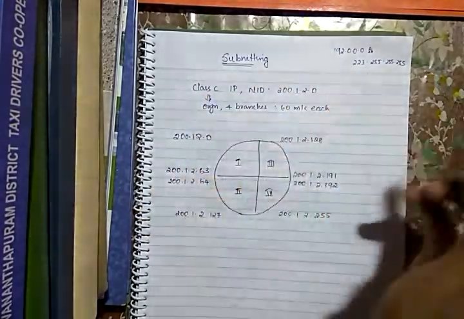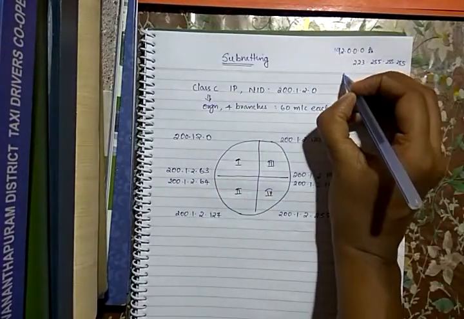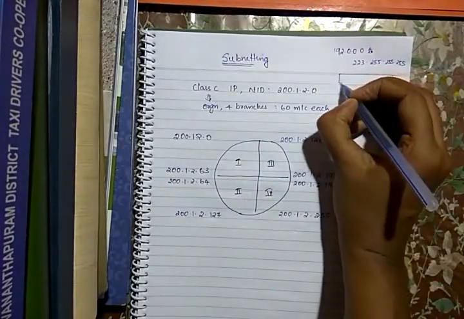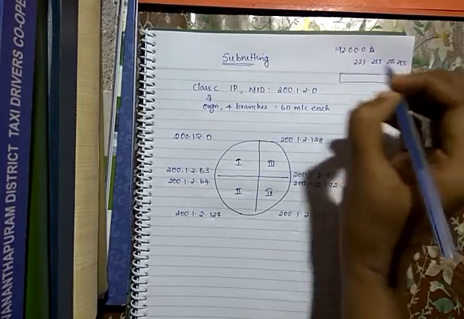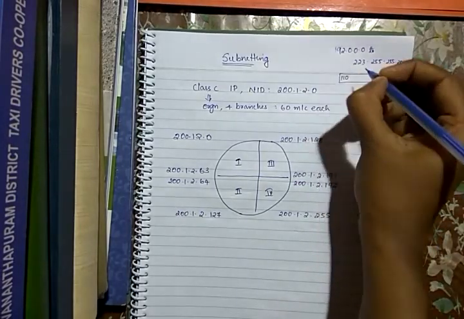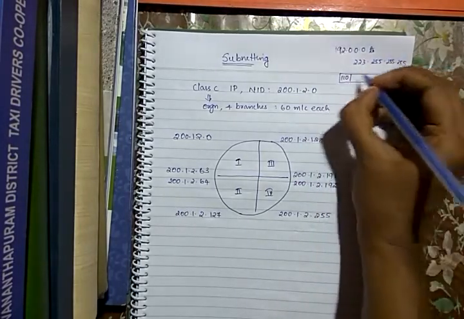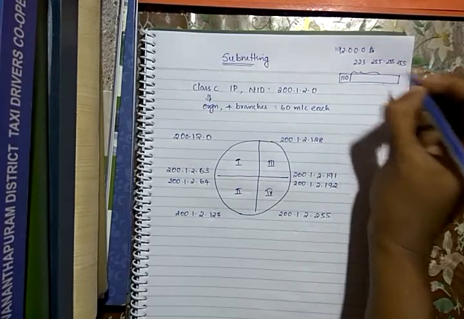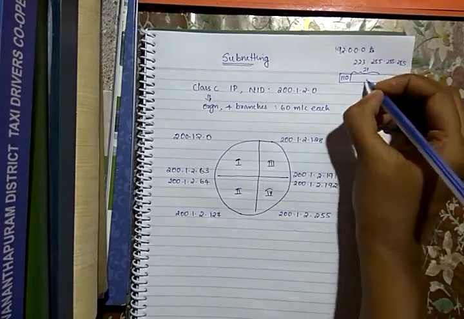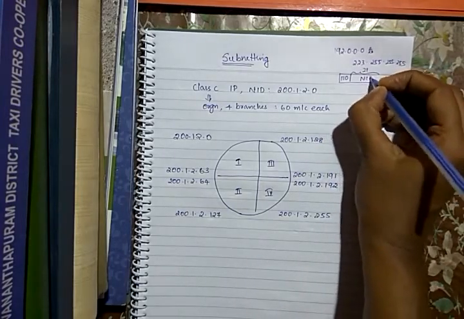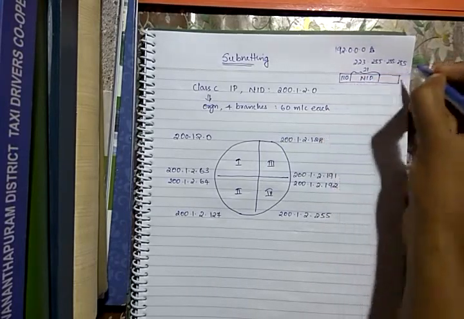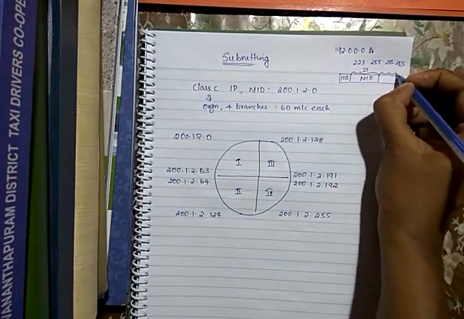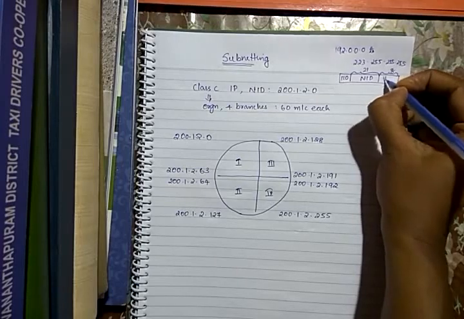Now, how is this class C IP address split, like the 32 bits? If you are looking at the 32 bits, the most significant 3 bits are 110, followed by 21 bits acting as the network ID, and the least significant 8 bits acting as the host ID.